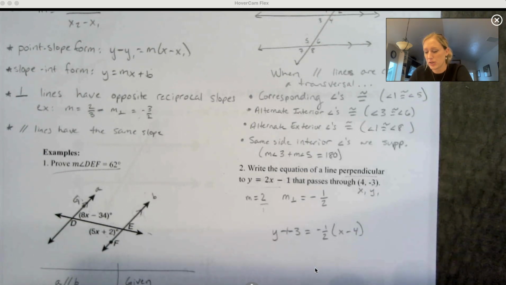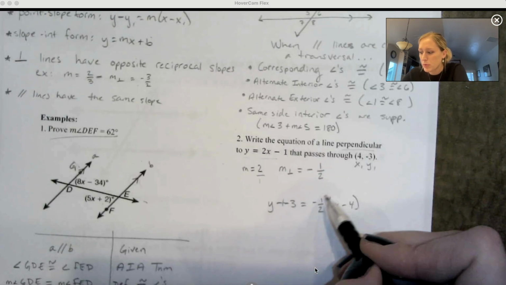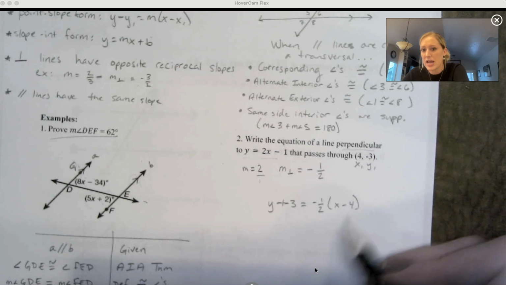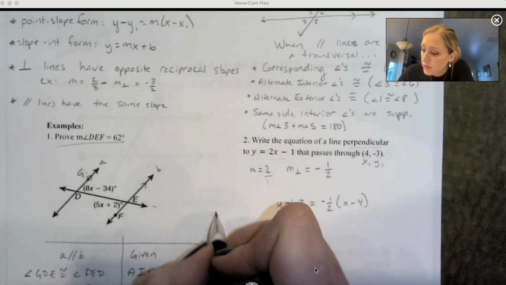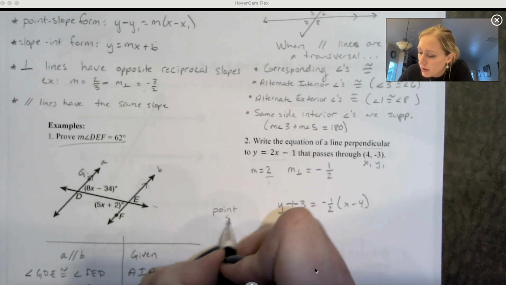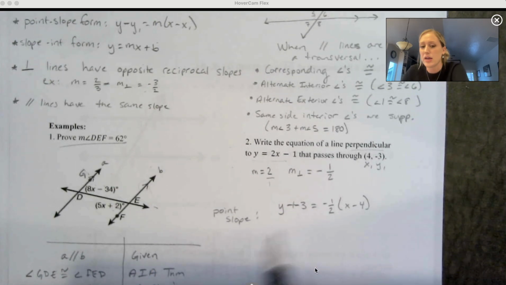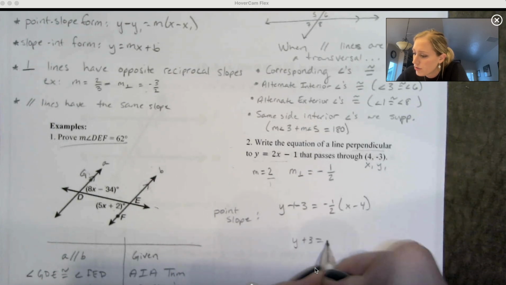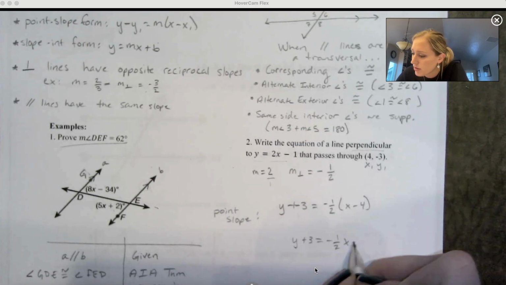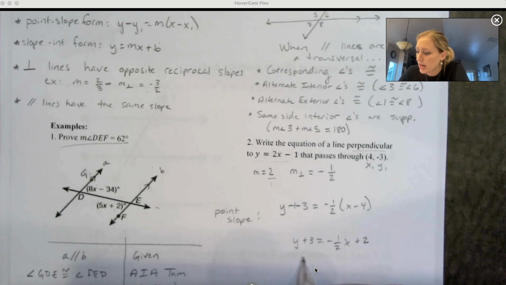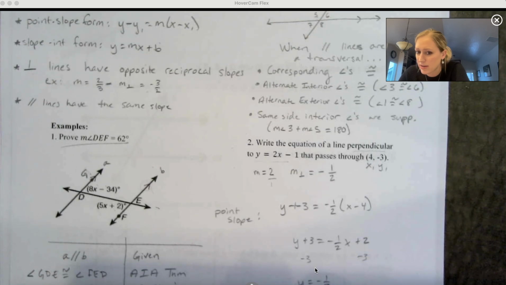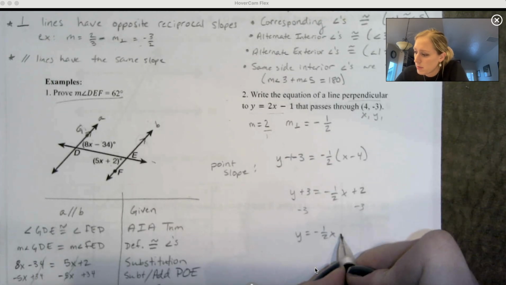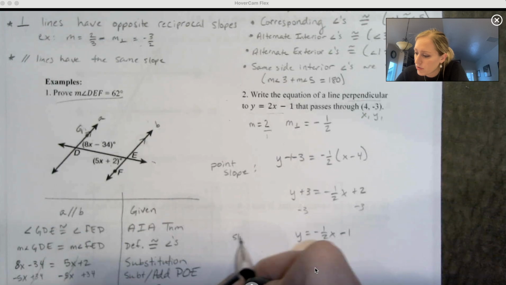This satisfies the problem. But if we were asked to put it in slope-intercept form, remember we can distribute here and get y by itself. So I'm going to show both. This would be the answer in point slope form. If I want to get slope-intercept, I'm going to distribute my negative 1/2. So I get negative 1/2 x, half of 4 is 2. And then I would subtract 3 from both sides. So I'd get y equals negative 1/2 x minus 1. So this would be slope-intercept.